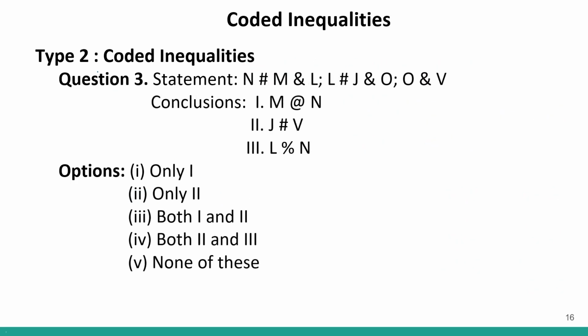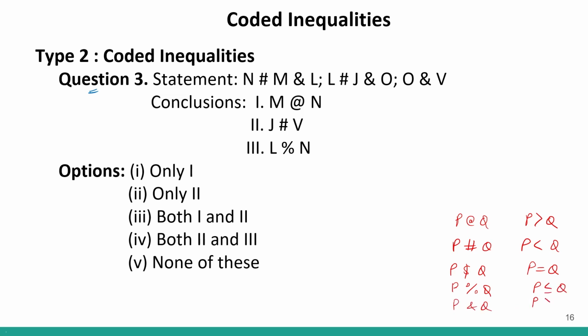Correct? Moving on to question number 3. Let me quickly write the codes for your reference. P@Q means P is greater than Q. P#Q means P is less than Q. P$Q means P is equal to Q. P%Q means P is less than or equal to Q. And P&Q means P is greater than or equal to Q. These are your coded and direct inequalities.